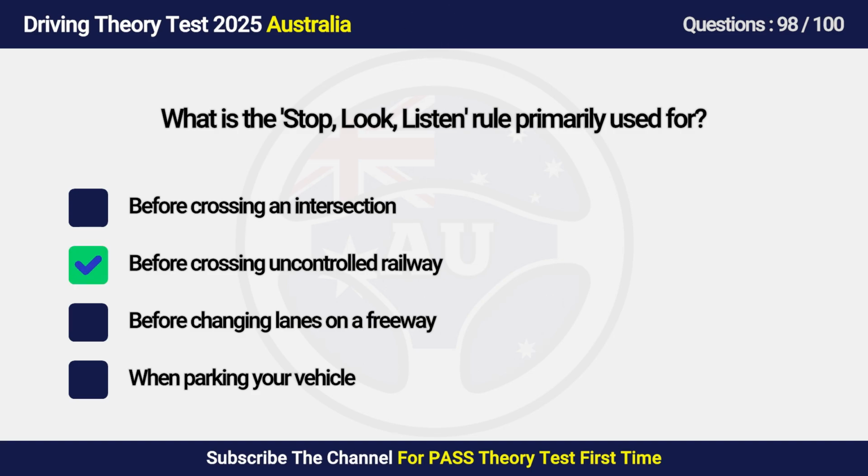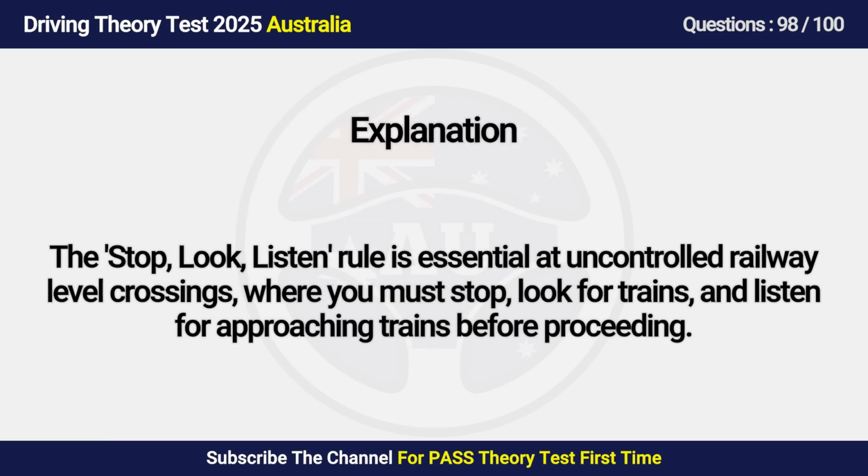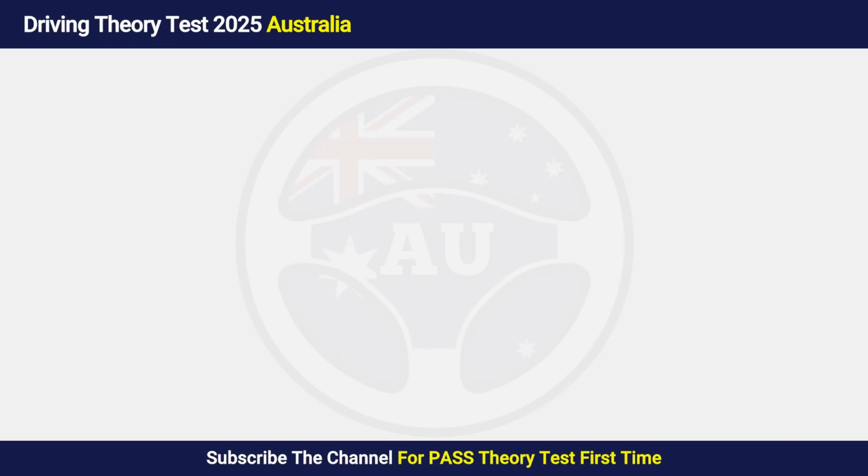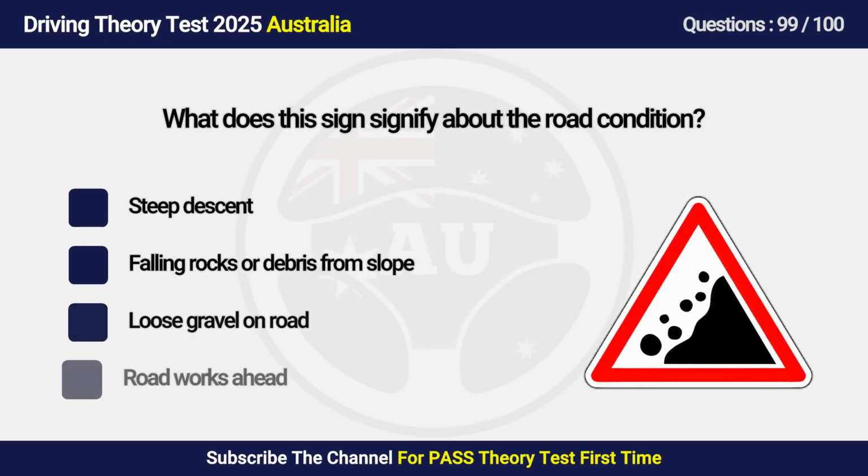Answer is B. Before crossing uncontrolled railway. The stop, look, listen rule is essential at uncontrolled railway level crossings, where you must stop, look for trains, and listen for approaching trains before proceeding. Question 99. What does this sign signify about the road condition? A. Steep descent. B. Falling rocks or debris from slope. C. Loose gravel on road. D. Road works ahead.